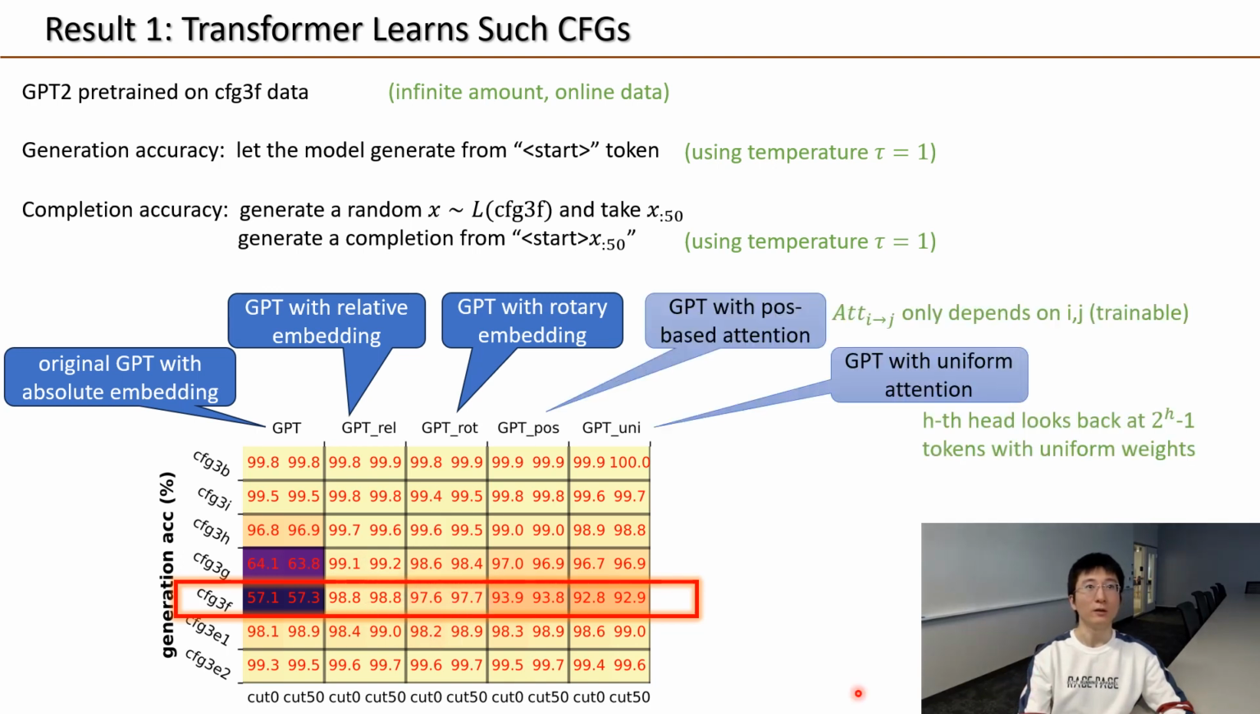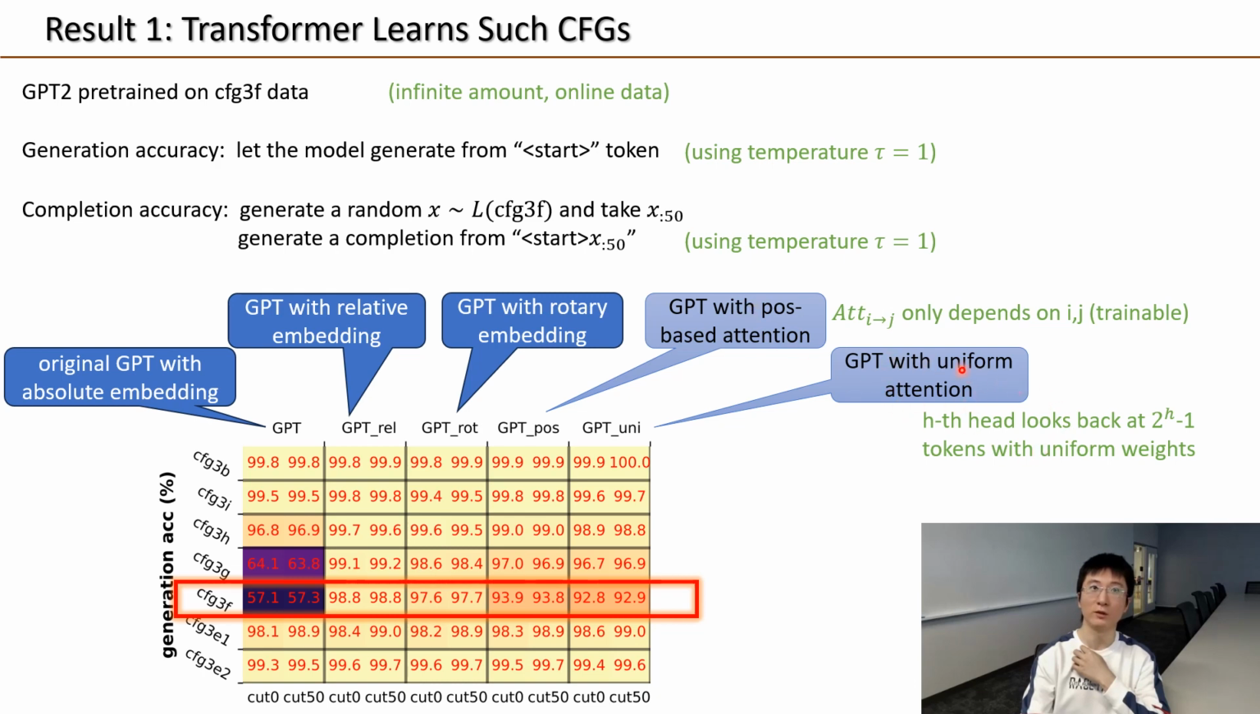And then at the same time, for reasons that shall become clear at the end of the talk, we also compare with two weaker versions of GPT. The first one we call GPT positional. It means that we use only positional-based attention, so that whenever we have attention where I attends to J, that attention weight only depends on the positions I and J. We let it be trainable, right? It does not depend on the input. So that's what we call positional-based attention.